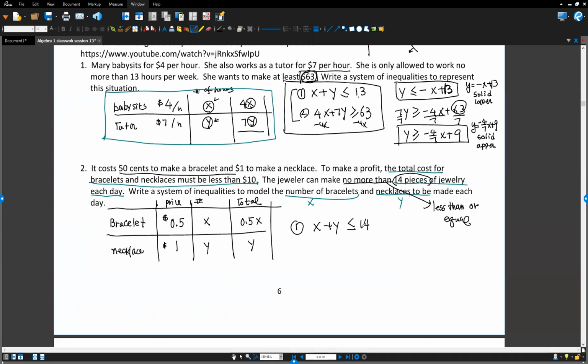The second one is about the grand total. The total must be less than $10. What is the total amount? The sum of these two, right? So 0.5X plus Y, that is the total amount, must be less than $10. That's the inequality. To find the solution, you need to make a graph, same as number one.